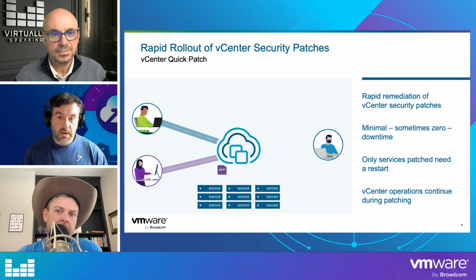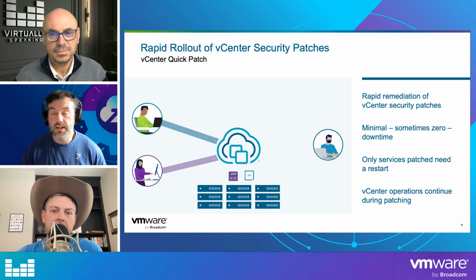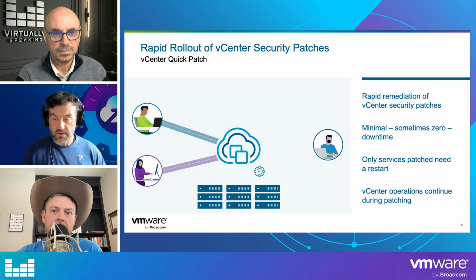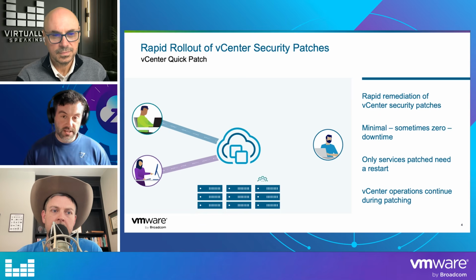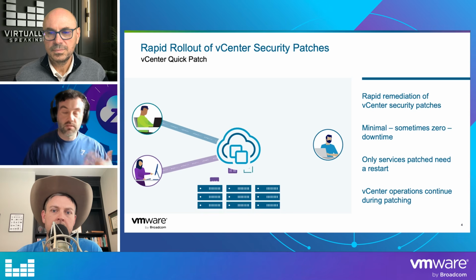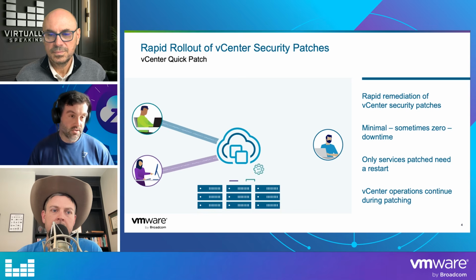But vCenter Quick Patch leverages the in-place patching method, but we're only patching what needs to be patched, right? So if there is a critical vulnerability in the content library service, for example, we can just patch that service and just restart the content library service, and you're done. Your security patch is done, and most of your operations are going to just continue working. We don't have to restart everything. We don't have to reboot the box. We just patch one service, restart, and you're good.